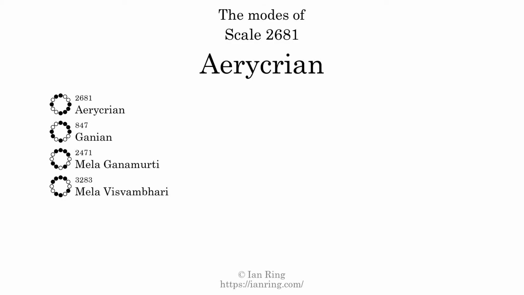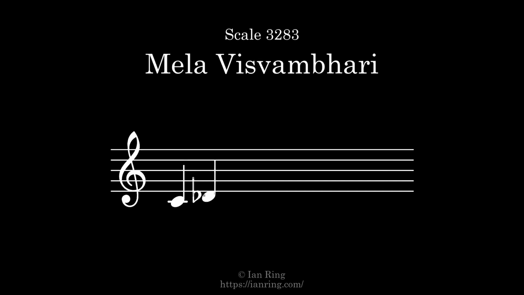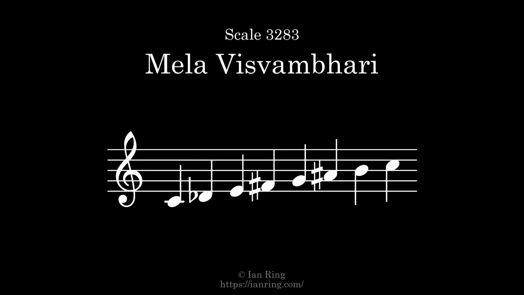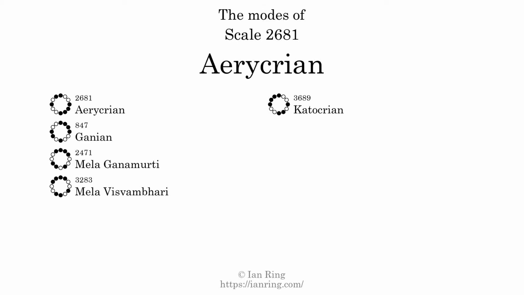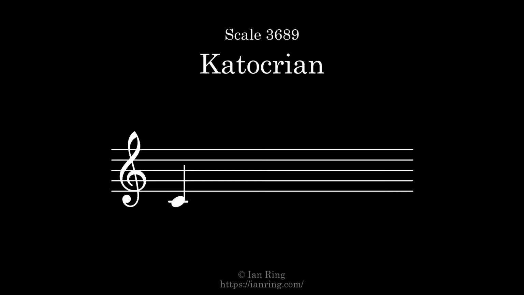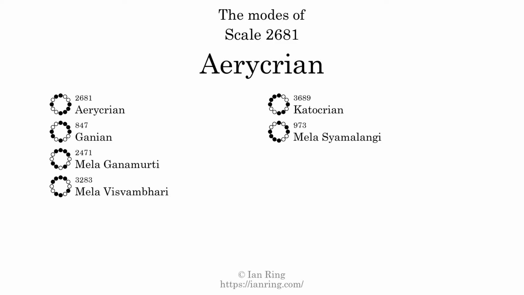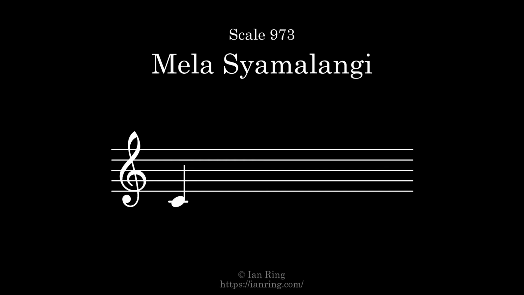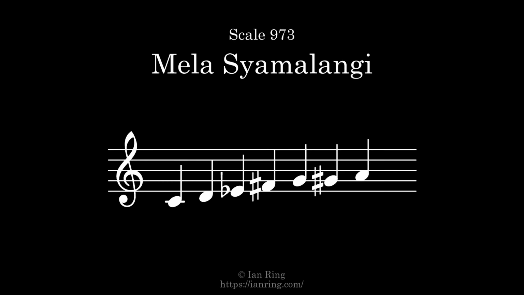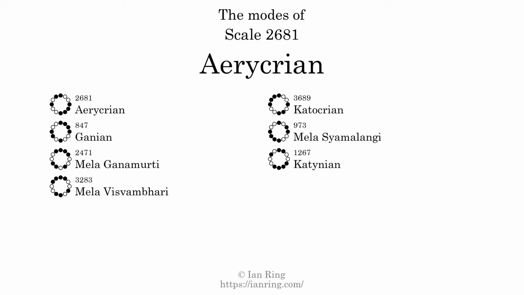The fourth mode is scale 3283, also known as Mila-Visvambhari. It sounds like this. The fifth mode is scale 3689, also known as Aerycrian. It sounds like this. The sixth mode is scale 973, also known as Mila-Samalangi. It sounds like this. The seventh and last mode is scale 1267, also known as Catinian. It sounds like this.